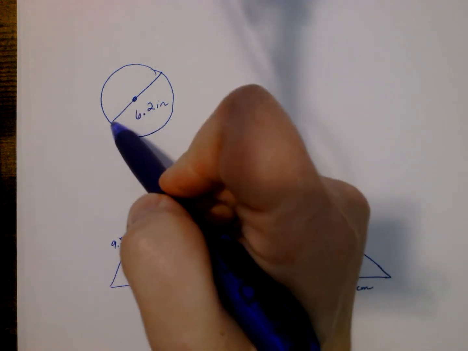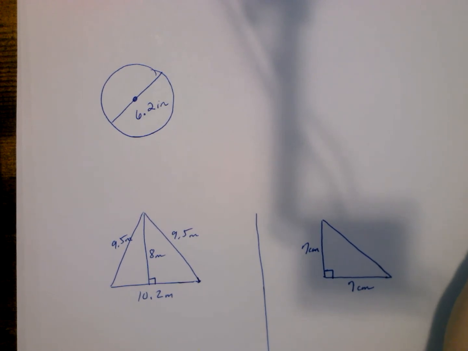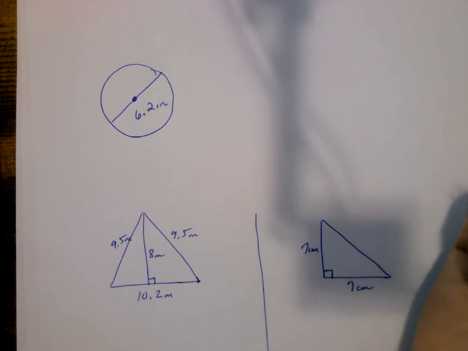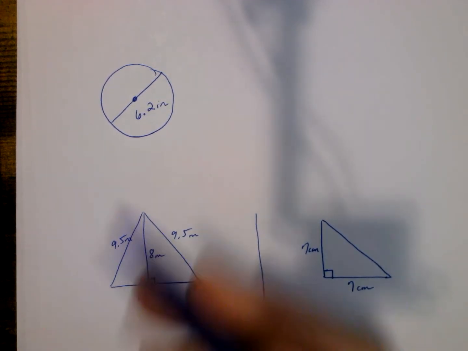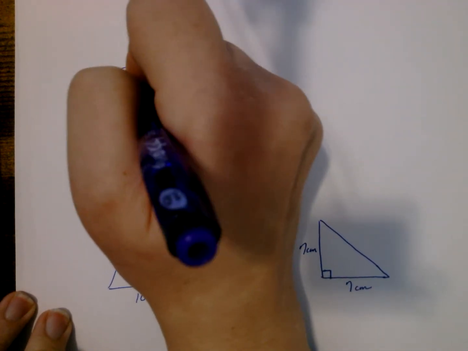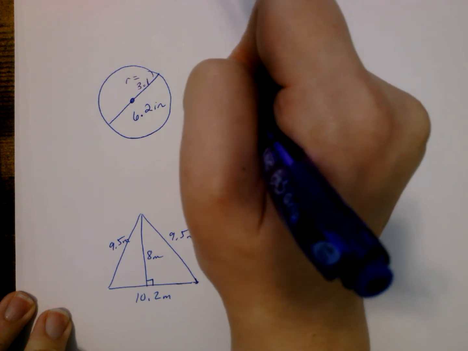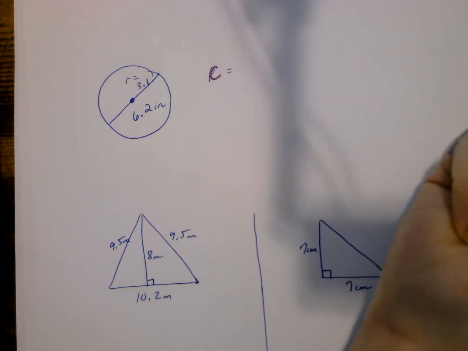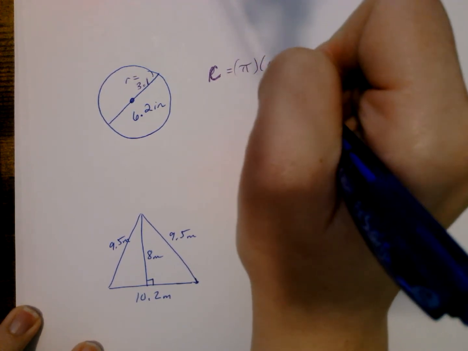All right, a circle. Oh, they gave me the diameter. Okay, no problem, easy. No matter what with a circle, I always find the radius because the area formula needs a radius. So I'm just going to cut 6.2 in half, and I get, obviously, 3.1. So I know that's my R. So my perimeter, or my circumference, I should write, would be pi times the diameter.